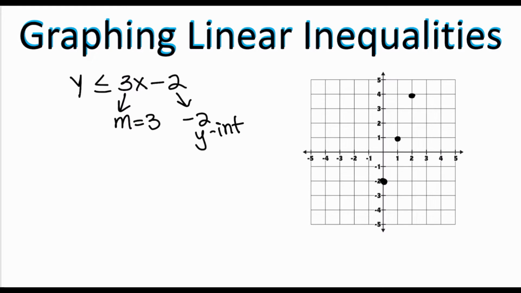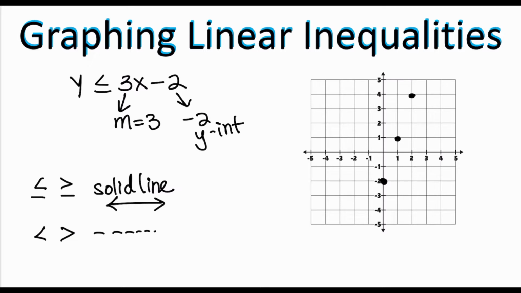But then before you draw a line, you have to look at the inequality. If it's less than or equal to, greater than or equal to, that is when you're going to draw a solid line. Okay, so it's going to be a solid line. But if it's less than or greater than, you're going to have a dotted line. In this particular case, I have y is less than or equal to, which means that I'm going to actually connect these with a solid line.